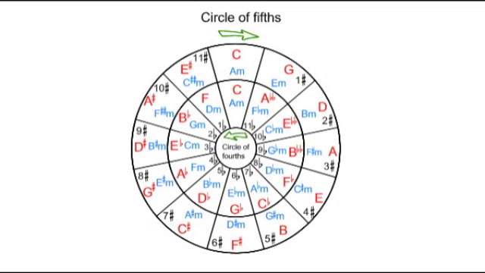Finally, notice that at the bottom of the circle, things are not quite so clear-cut. The choice between whether to write in G flat major or F sharp major, for example, is exactly the choice between 6 of one and half a dozen of the other. 6 sharps in F sharp major or 6 flats in G flat major.